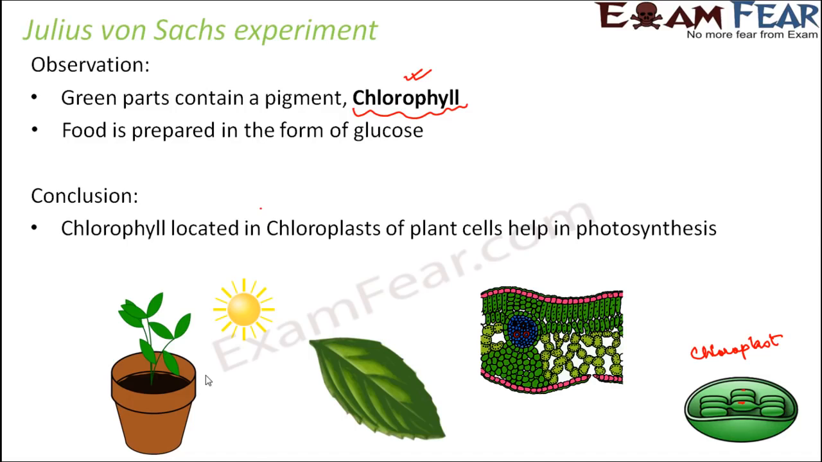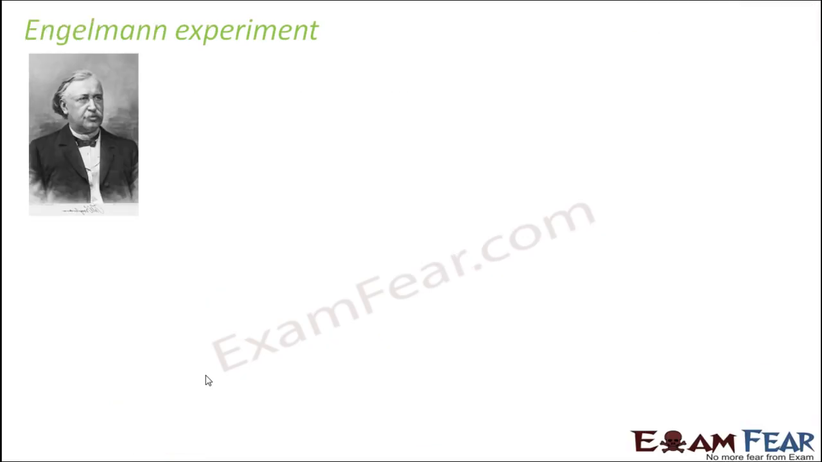And this process was nothing but photosynthesis, because in this process glucose or food was also prepared in the form of glucose, and it was stored in the form of starch. So now you see almost every bit of information which combines together to form the process of photosynthesis was known. So glucose is stored in the form of starch in plants. Next came up the Engelmann experiment.